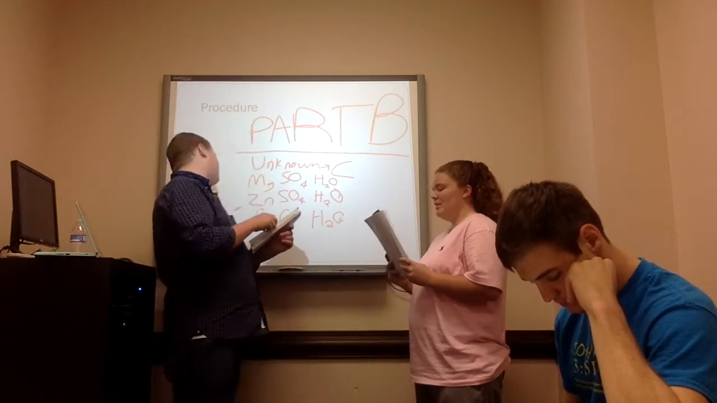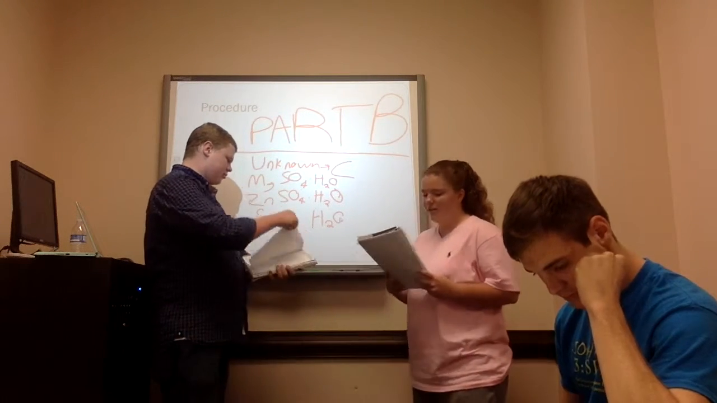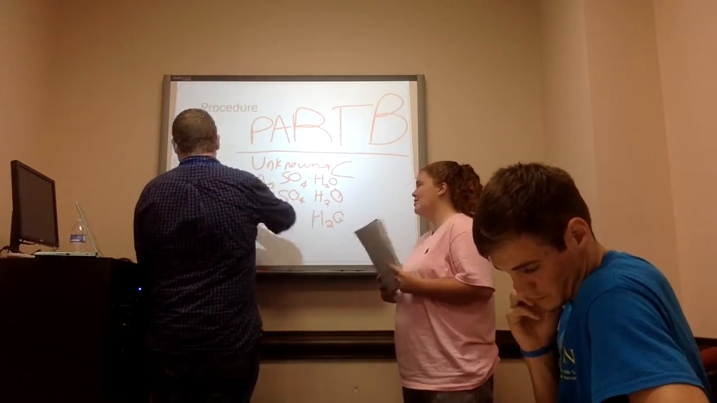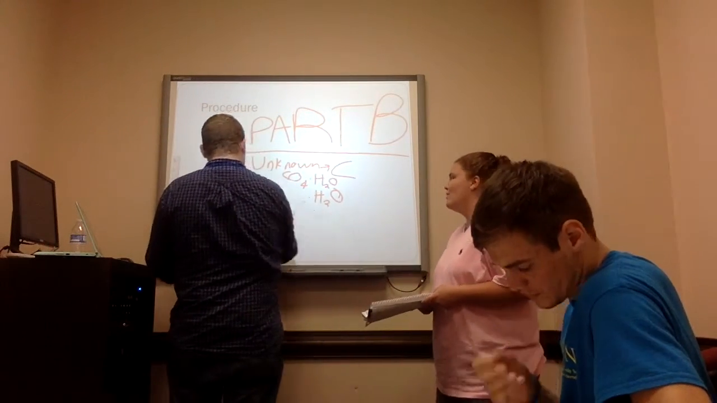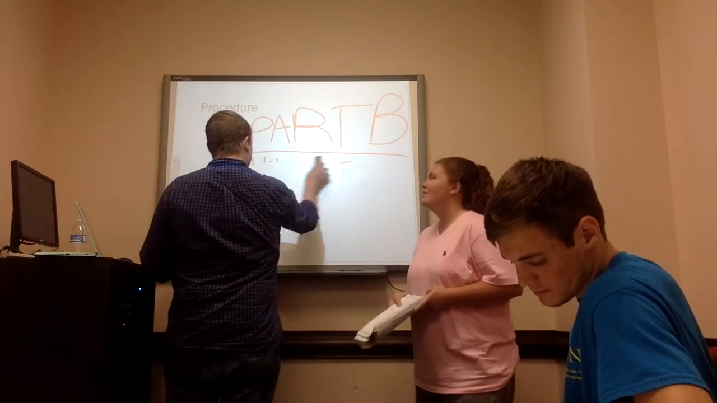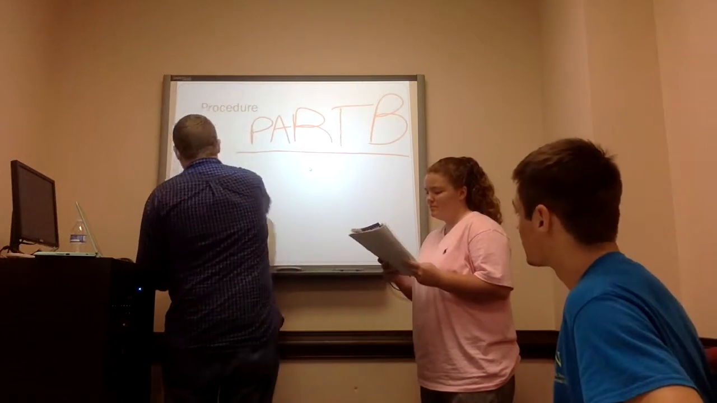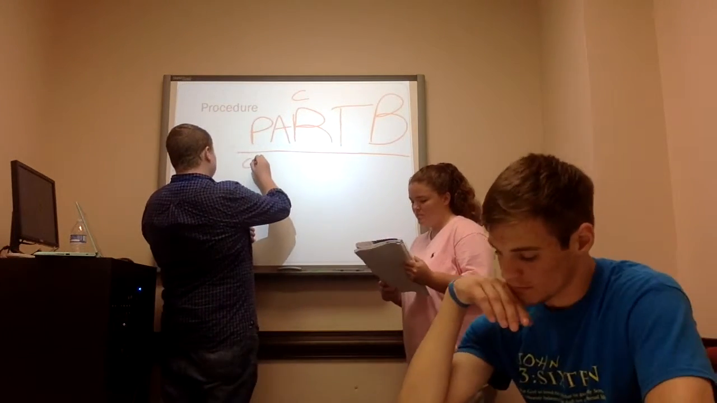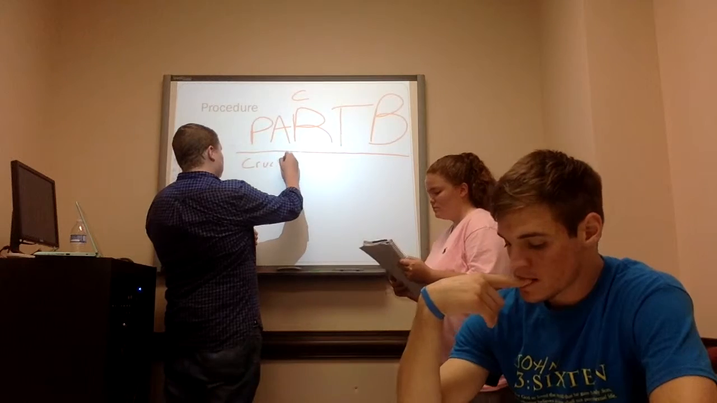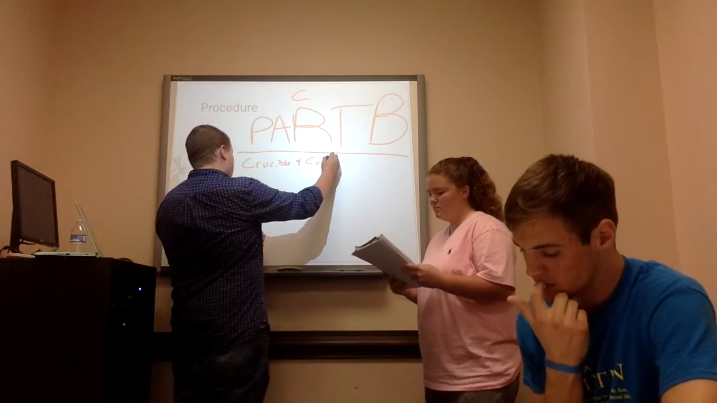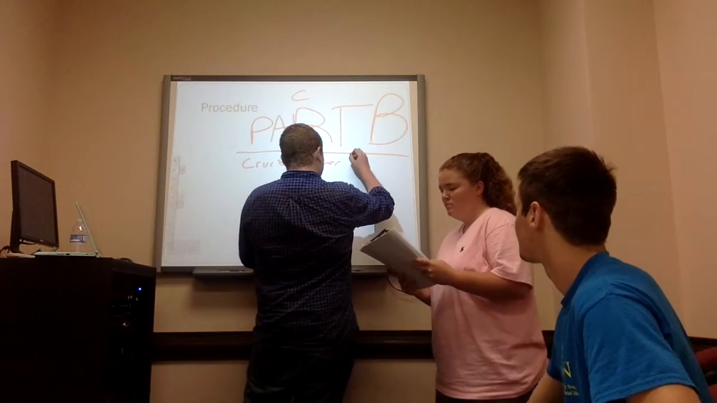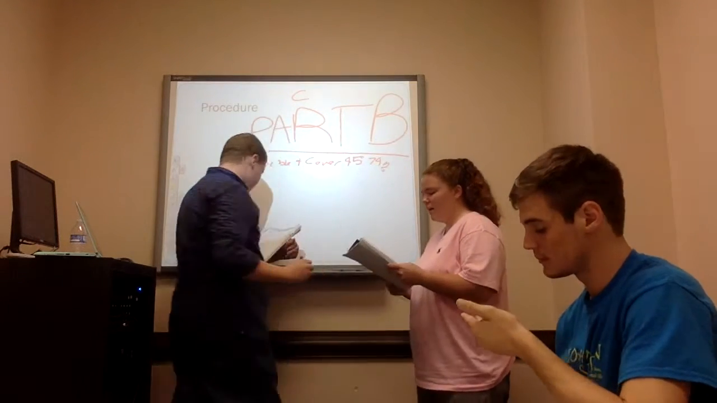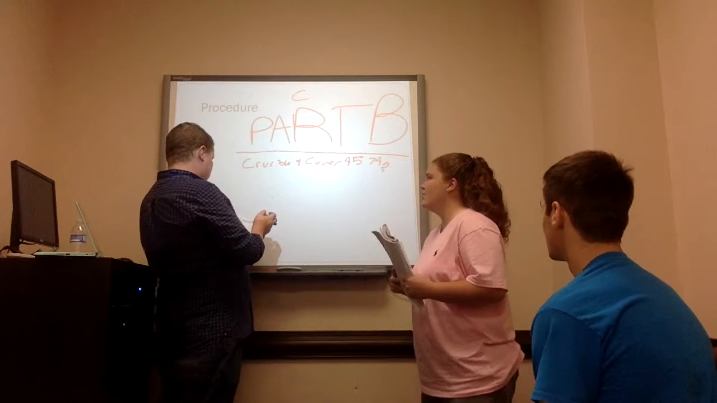Oh, correct. Yeah. Then you're going to weigh the clean, dry crucible, and the crucible and lid was 45.74 grams. It was how much, Ryan? 45.74 grams. So we're going to write C up at the top so we remember it. So crucible and cover weighed 45.74 grams. Yeah. Okay.